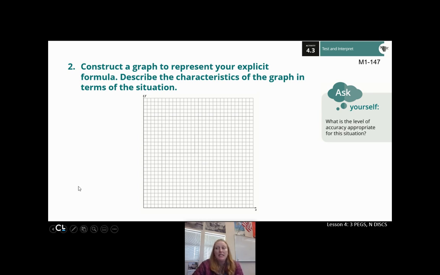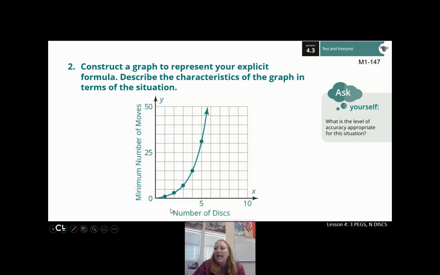Well, I know my independent variable quantity was my number of disks, because I could play with however many disks I want to play with. But my dependent quantity was the minimum number of moves required, because that depends on how many disks I'm using. So I made my x-axis my number of disks, and I made my y-axis my minimum number of moves. And then I just plotted the points.